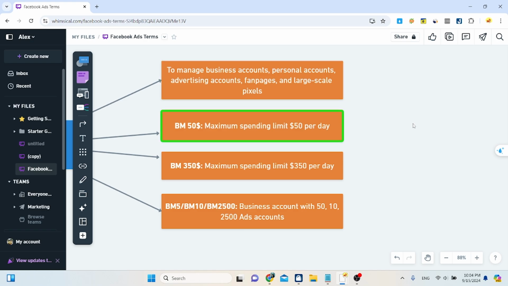For example, BM $50 is an account with a maximum spending limit of $50 per day. BM $350 are business accounts with a maximum spending limit of $350 per day. Meanwhile, BM 5, BM 10 or BM 2500 are business accounts with 5, 10 or 2500 advertising accounts available in BM. The larger the spending limit of a BM account, the more expensive it is.